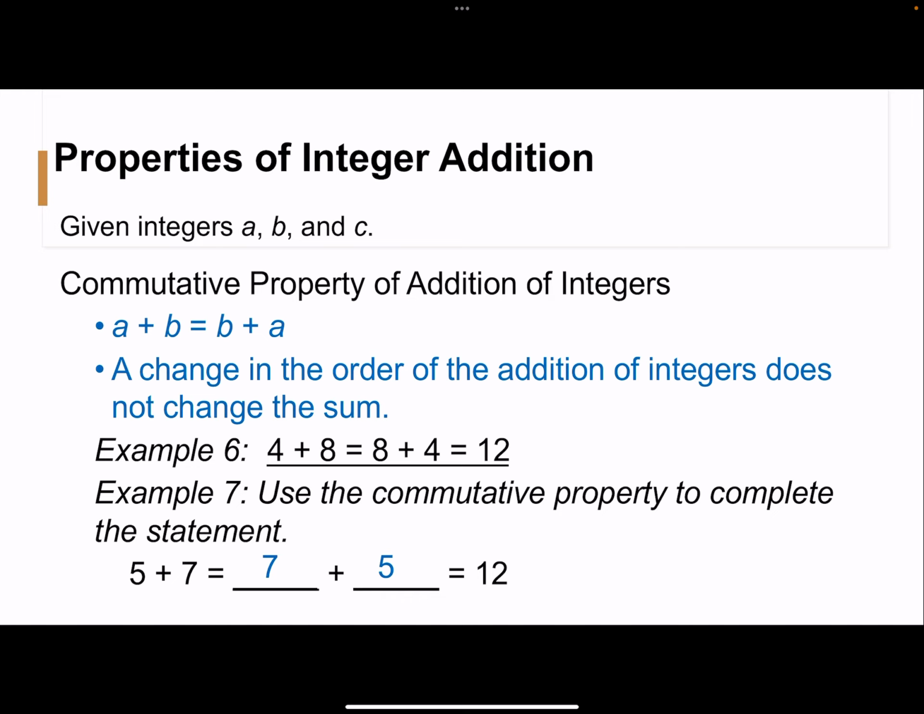So one example that we could probably do with students to teach them the commutative property is to complete the statement. If 5 plus 7 equals, in order to complete it using the commutative property, we're just going to flip those numbers around. 7 plus 5 equals 12.